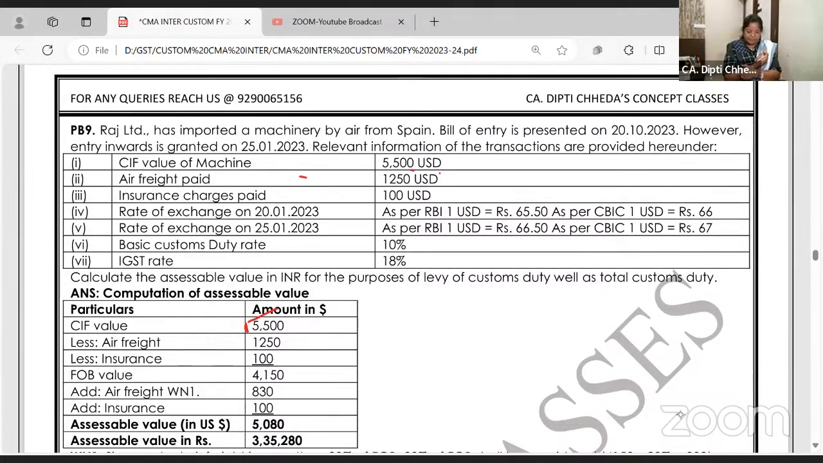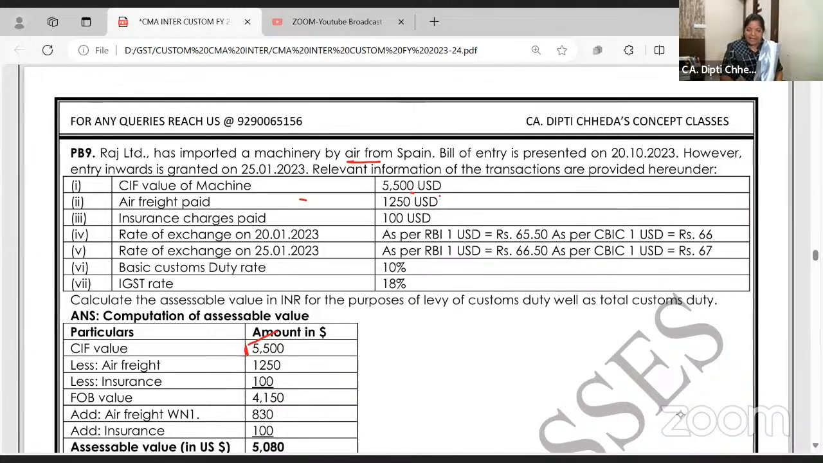Look at this. Raj has imported a machinery by air. So air is a reminder that it should not be more than 20%. Bill of entry is 20th of October. However, entry inward is 25th Jan. So for the purpose of rate of duty, basic custom duty rate, you have to take 20th October or 25th Jan. 25th Jan 2024.